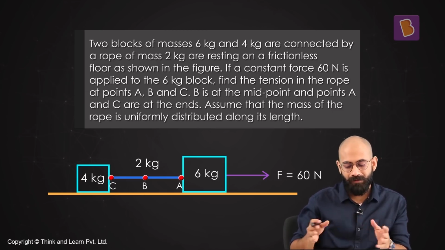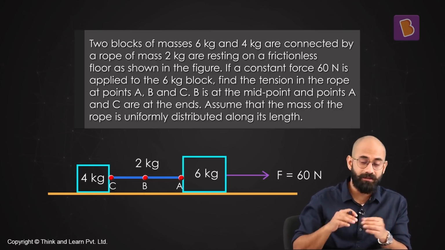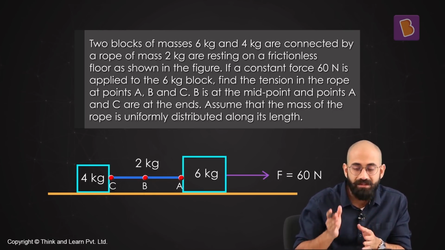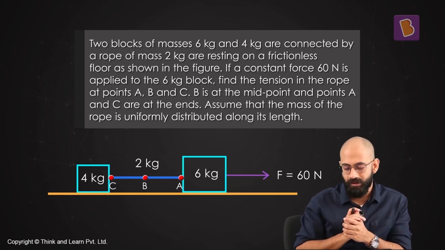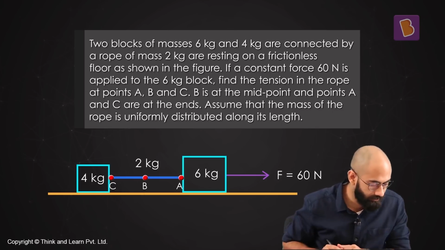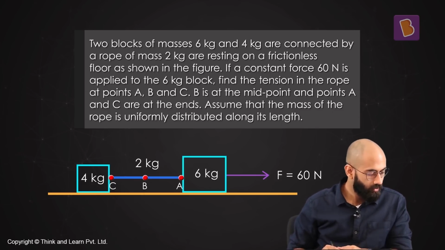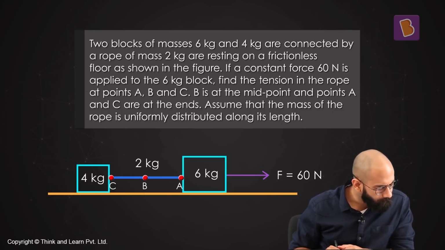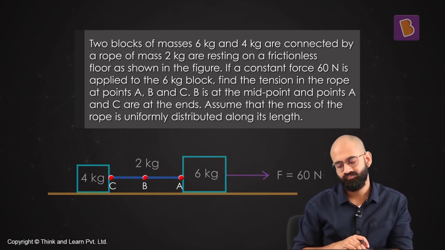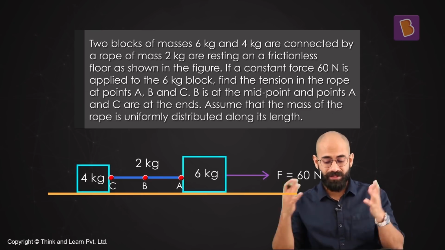So we have this rope which has mass, and this mass is uniformly distributed. What is given to us is that B is the midpoint of AC. The masses of the blocks are given, and the magnitude of the force is given, which is 60 Newton. What we need to find is the magnitude of tension at A, B, and C. How do we do that? Simple. We have to draw a separate free body diagram.